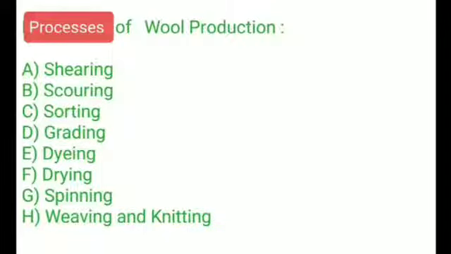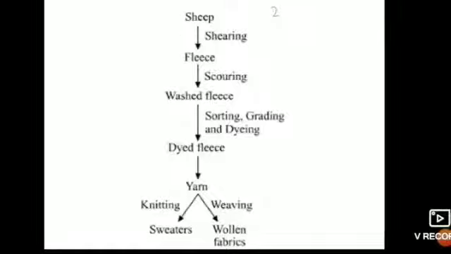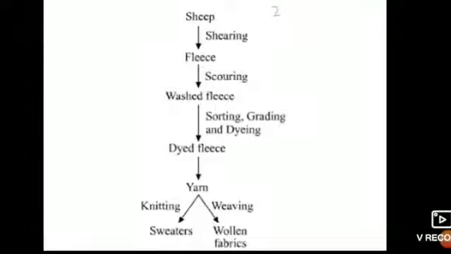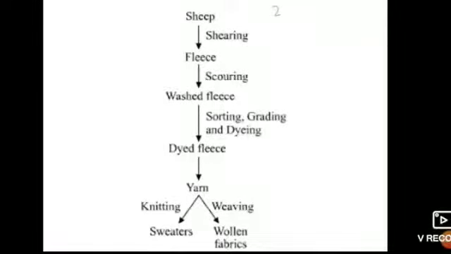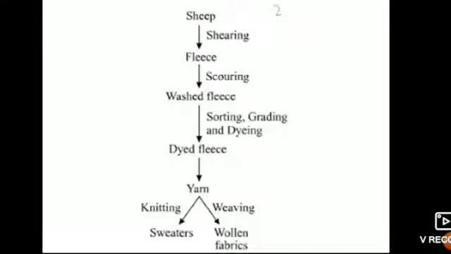Next we have scouring. The raw sheared fleece is washed with detergent and alkali in tanks to remove grease, dust and dirt. This process in which the shorn hair is treated to remove grease and dirt is called scouring. Nowadays scouring is done using machines. Next is sorting. The process of removal of any damaged and stained wool from the fleece is known as sorting. Next is grading. The process of grouping wool according to length, color, texture and age is known as grading.